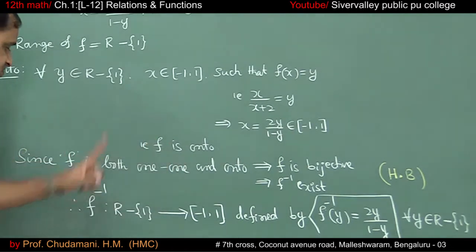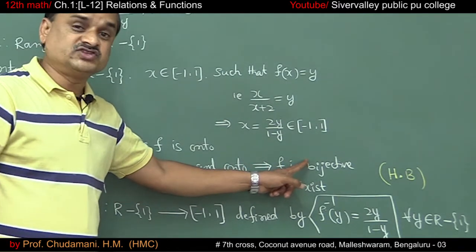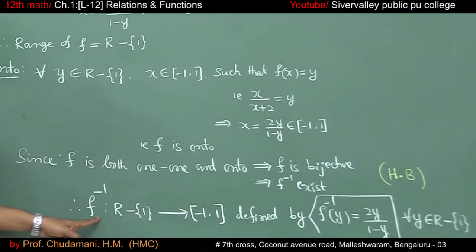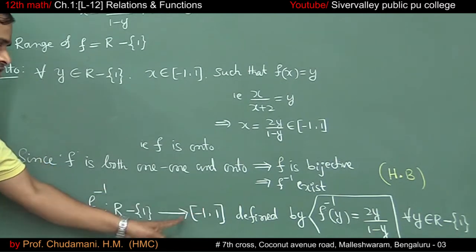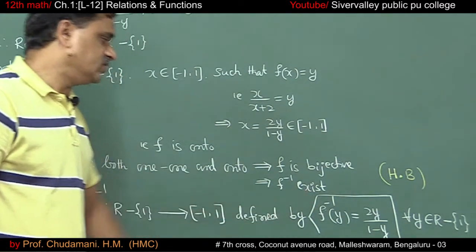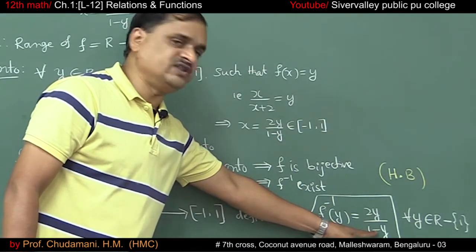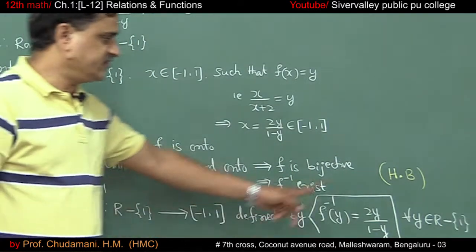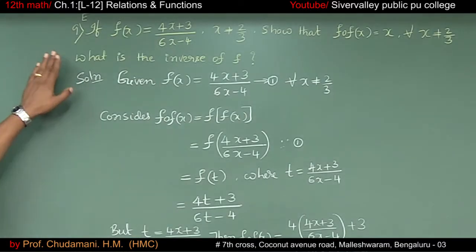f is onto. Since f is both 1-1 and onto, f is a bijective function. Since f is bijective, f inverse exists. Therefore, f inverse from real numbers except 1 to the closed interval minus 1 comma 1 is defined by f inverse of y is equal to x, x is nothing but 2y divided by 1 minus y, for all y belongs to the real numbers except 1. So, this is in the handbook under 5 mark section, 9th one, an exercise question.